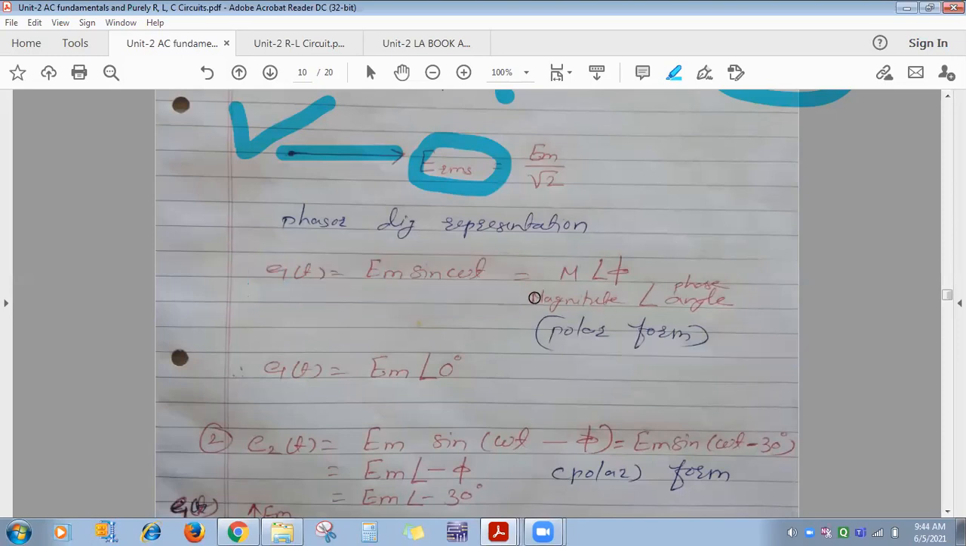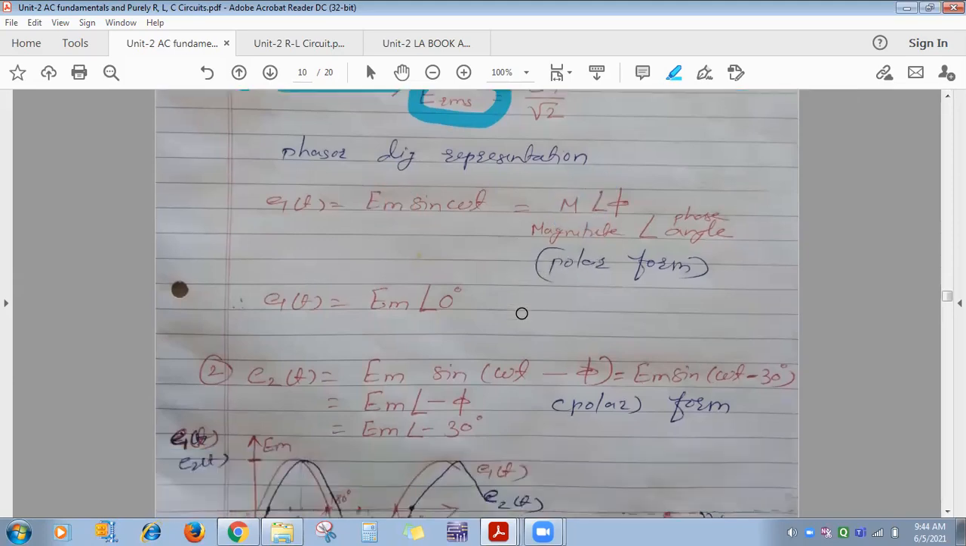So how can you write the polar form? Polar form has some magnitude and some angle. Magnitude is equal to peak value or RMS value. Any of it you can use. In some books you will find peak, in some books you will find RMS. Why can you use peak or RMS?